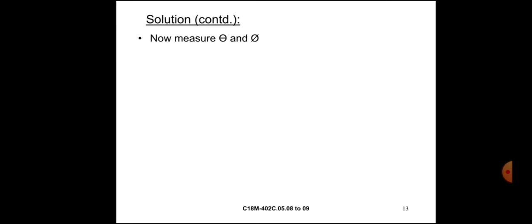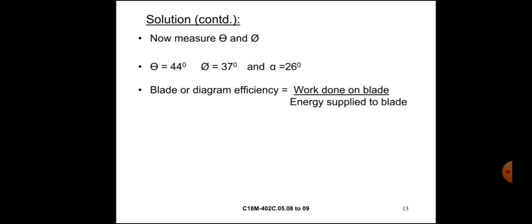Solution. Now measure theta and phi. Theta is 44 degree, phi is 37 degree and alpha is 26 degree. Blade or diagram efficiency is work done on blade divided by energy supplied to blade.